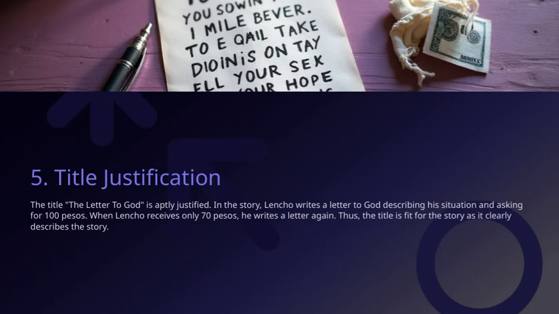Let's talk about the title, The Letter to God, and why it's so aptly justified. In the story, Lencho writes a letter to God, explaining his difficult situation and asking for 100 pesos to help his family. This act of reaching out to God through a letter really highlights his faith and hope. When he receives only 70 pesos, he writes another letter, still trusting that God will understand and help him. So, the title perfectly captures the essence of the story because it emphasizes this direct communication between Lencho and God. It's a simple yet powerful title that clearly describes what the story is all about: faith, hope, and the human connection to the divine through a heartfelt letter.